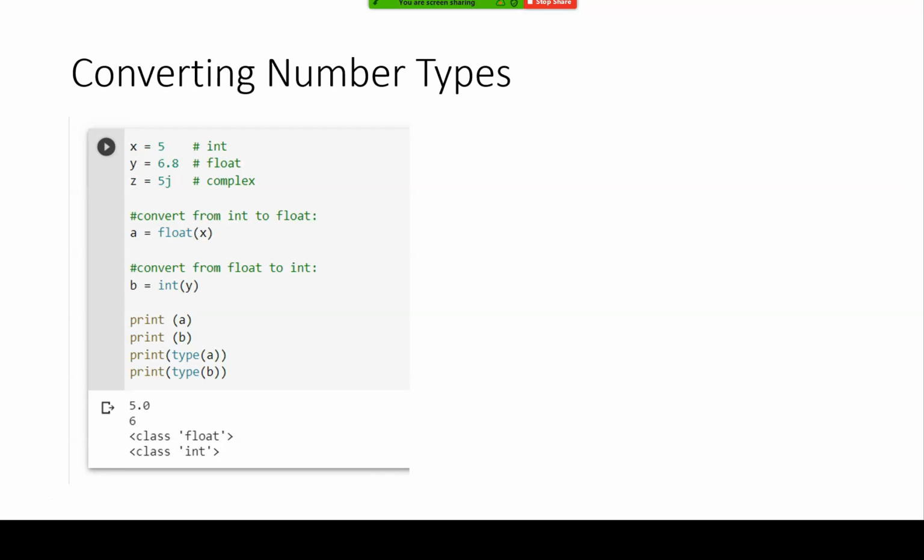And I can convert one number type to another also. Here, let's say, see how beautifully I have done. X equal to 5. For my benefit, I have put hash and said integer. Y equals 6.8. For my understanding, I am putting hash float. Z equal to 5j, I am putting complex. So I am converting this from integer to float. I use float of x. From float to integer, I declare this. That's all I'm doing.